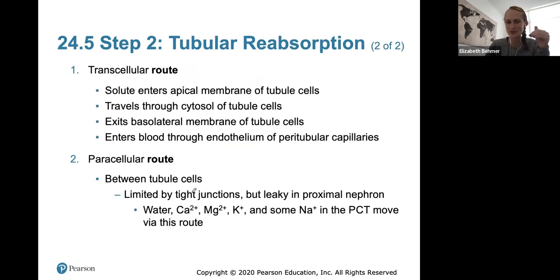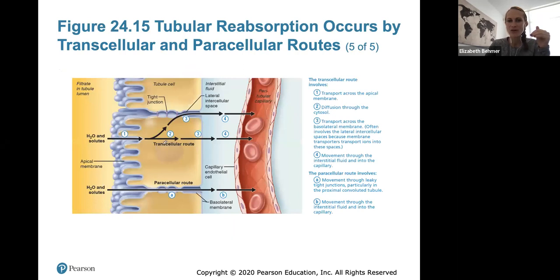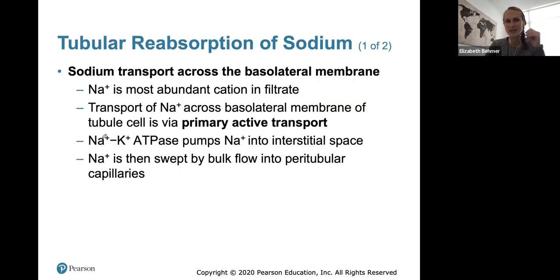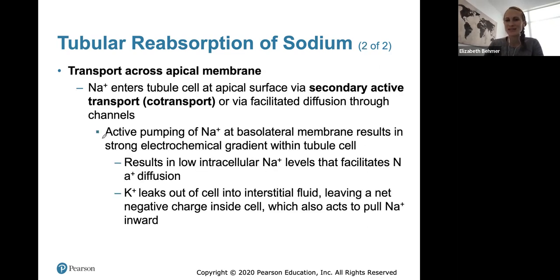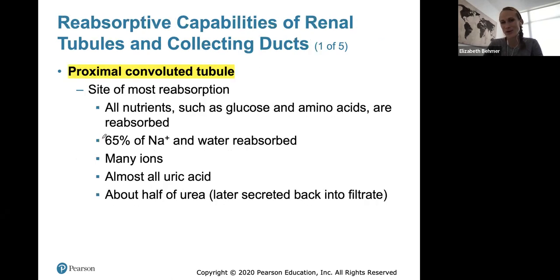We have different routes for tubular reabsorption, whether they go transcellularly directly across the cells or paracellularly between the cells. You don't need to know that, but just know that there's different routes for reabsorption depending if we're absorbing water and solutes. They can go through the cell or between the cells. Sodium transport. Sodium is the most abundant cation in filtrate, and transport of sodium requires energy. So we have a sodium-potassium pump, and that's what this secondary active transport is allowing for.